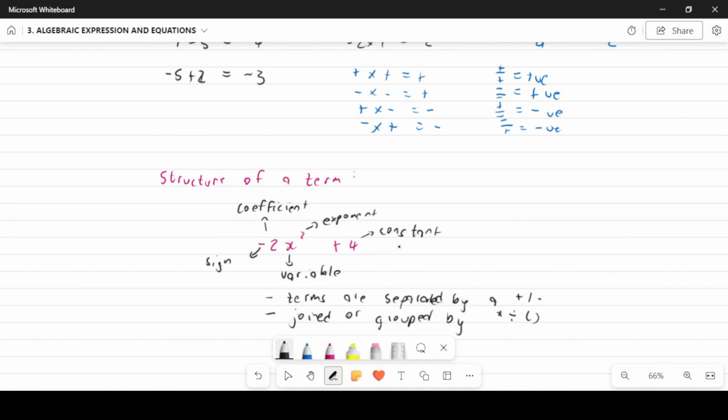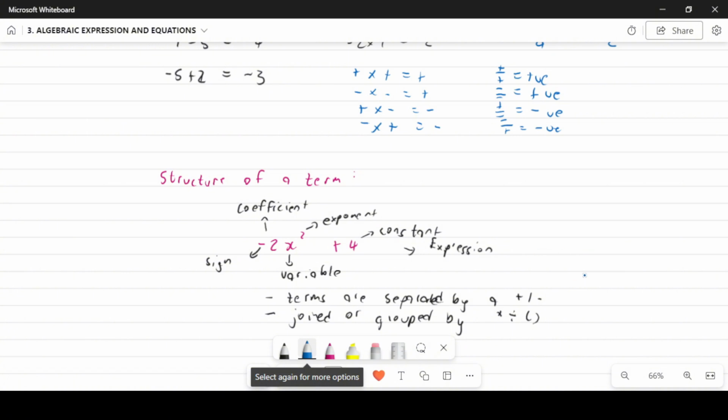Remember what we said this is? Everything here is an expression, because it's a collection of what? Terms. It's a collection of numbers, variables, and operation signs. So that's what an expression is. It's a collection of all of that. And then we said that the plus and minus sign separates terms. So in this case, this is one term and that is one term.